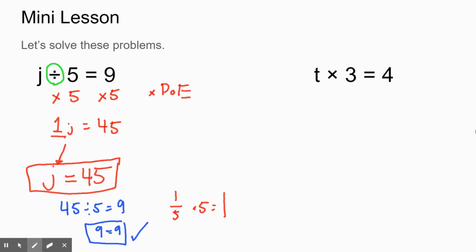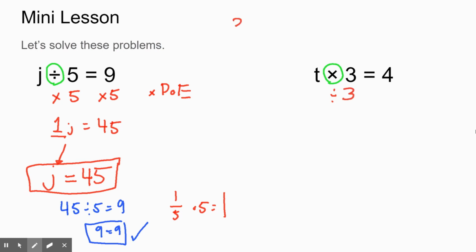As for the other one, same idea. We're going to start by identifying what operation we're doing. We have multiplication here. So what is the opposite of multiplication? What do we need to do to undo multiplication? Well, the opposite, as we discussed earlier, must be division. And if we want to get rid of this 3, we're going to have to divide it by 3.